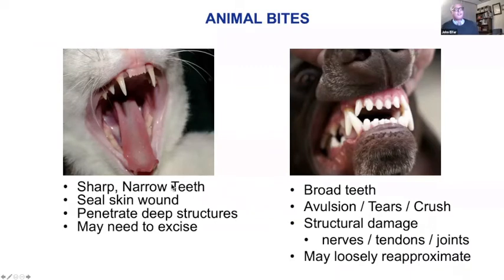I wanted to talk to you about the difference between a cat bite and a dog bite. Look at these teeth on this dog. This dog has broad, blunt teeth. There is structural damage to nerve, tendons and joints, but these are not severing. These are not severing teeth. Look at this cat with its sharper, narrow teeth. These wounds tend to seal when the tooth leaves, and they can penetrate deep structures. Maybe this is a reason why cat bites are much more commonly associated with bad infection.